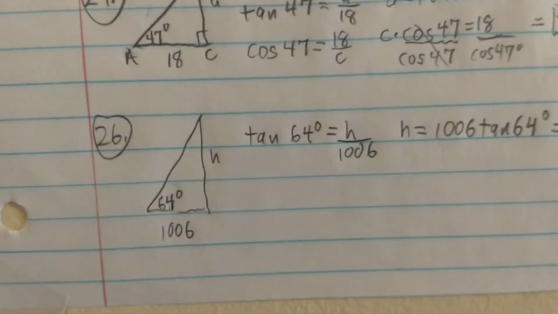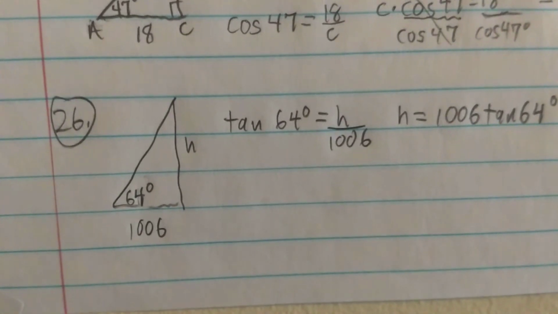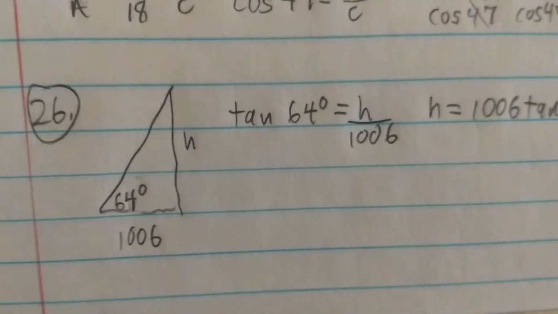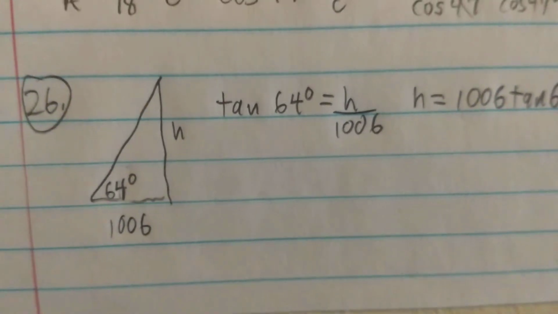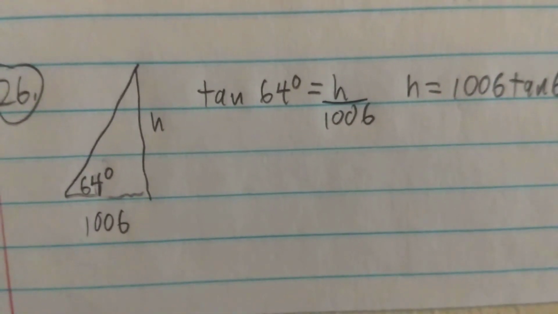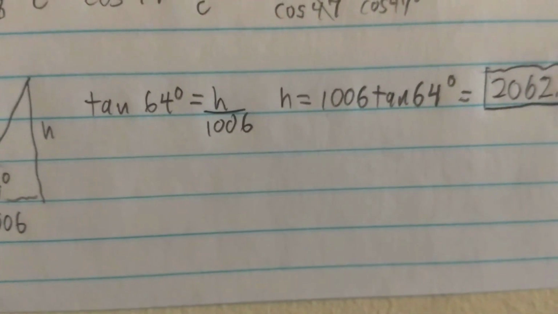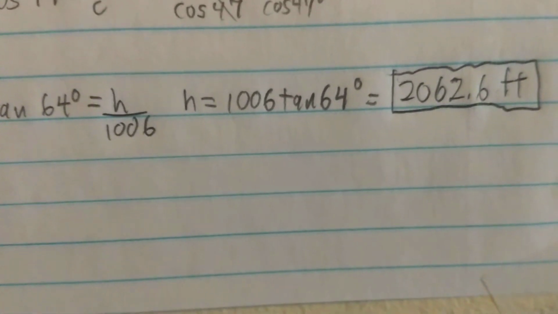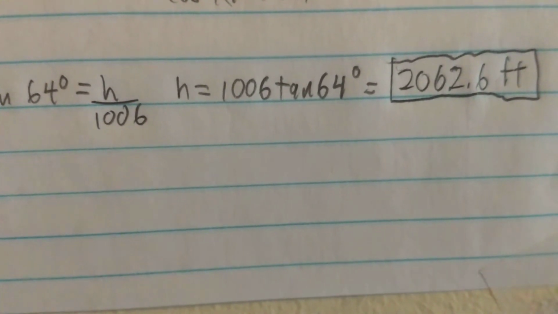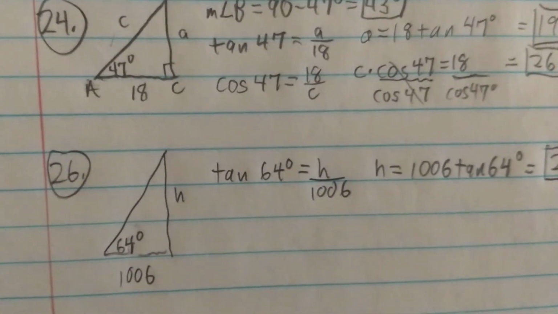And on the last problem, we have a base of 1006, an angle of 64 degrees, and a height. So tangent of 64 is opposite over adjacent. So h over 1006, cross multiplying, h equals 1006 tangent 64, or approximately 2062.6, and we're done.